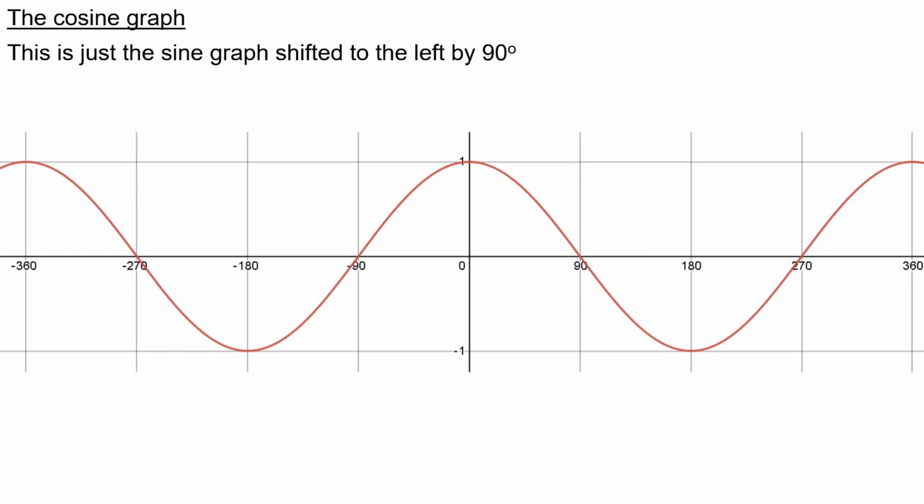This is the graph for more negative values, so we can see that it's the same as the sine graph, but shifted to the left by 90 degrees.